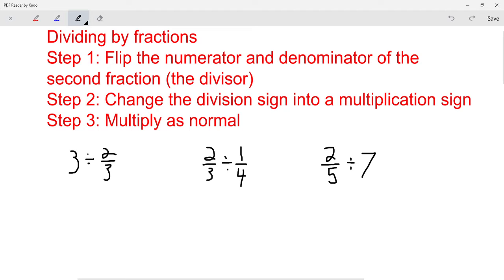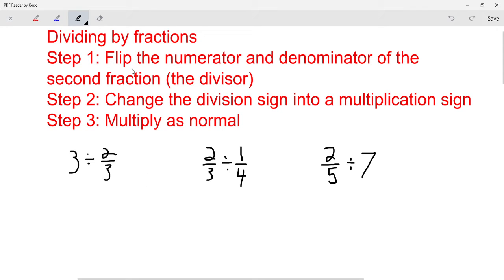Alright, today we are going to be talking about dividing by fractions. This is actually easier than it might appear. It's pretty simple, and it's a couple of easy steps. And then you can do it.